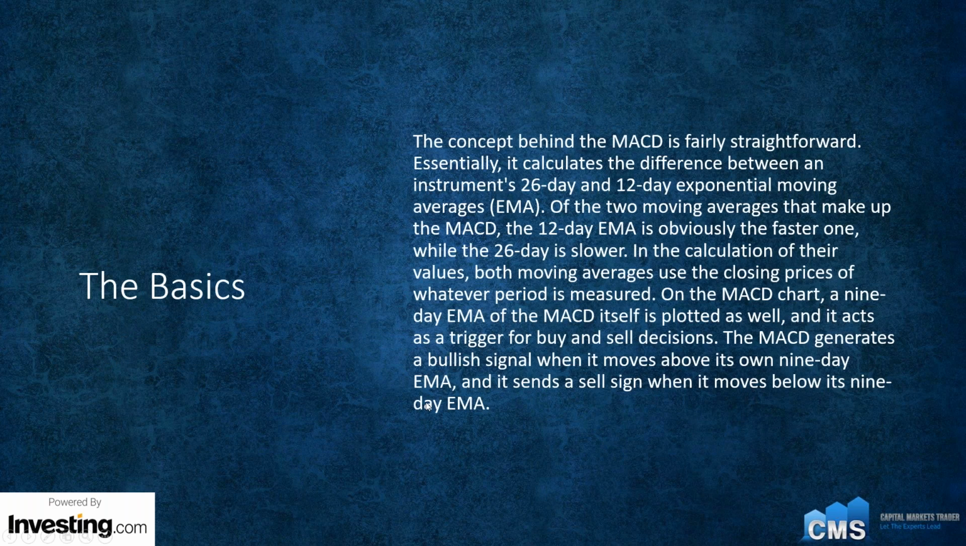So the concept behind MACD is fairly straightforward. Essentially, it calculates the difference between an instrument's 12-day, or what we're going to call 12 period, and 26 period exponential moving average. Of the two moving averages that make up the MACD, the 12 period EMA is obviously the faster one, while the 26 period is the slower.